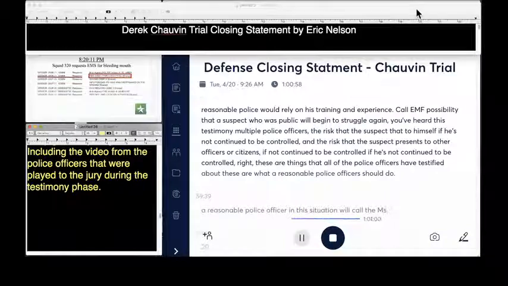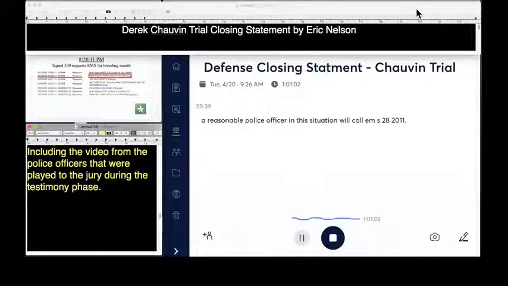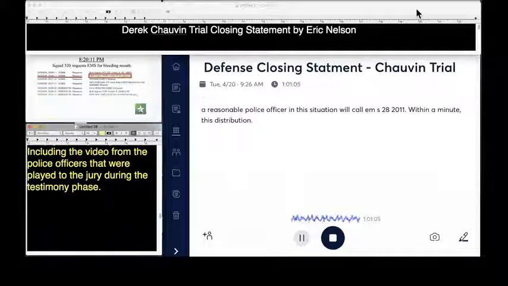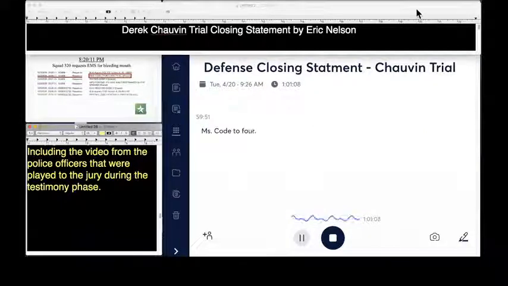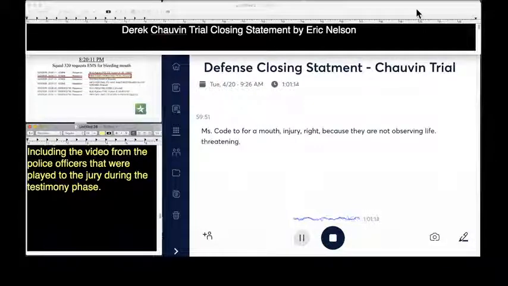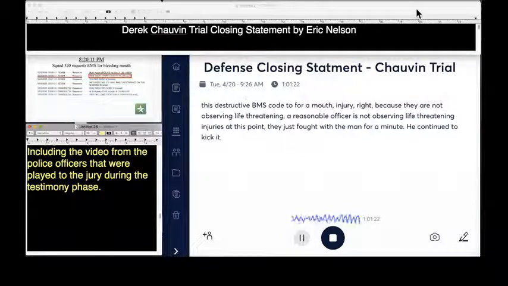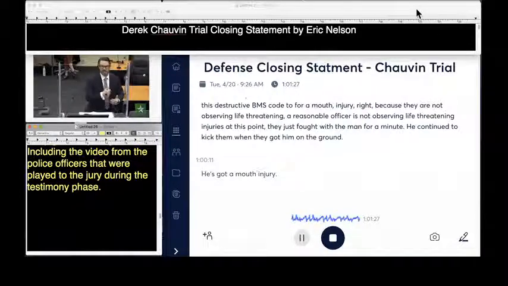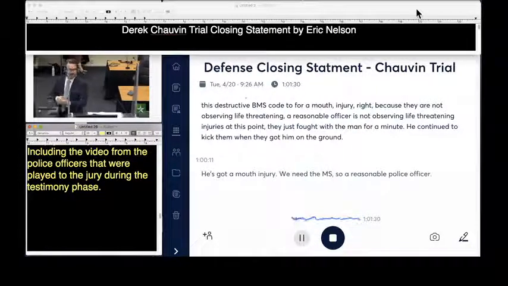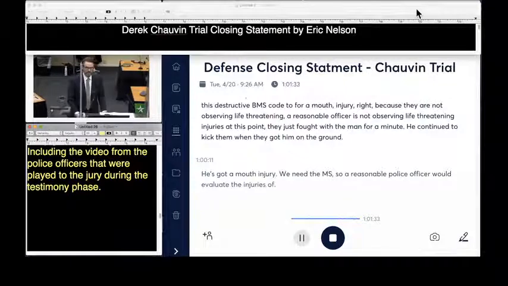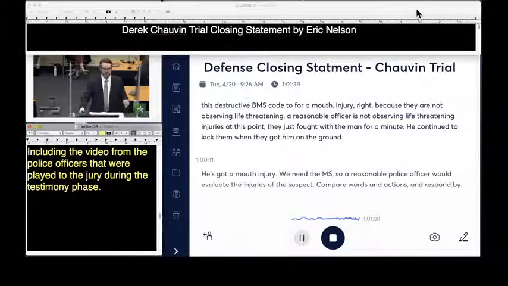Within a minute of the struggle, EMS code 2 for a mouth injury, right? Because a reasonable officer is not observing life-threatening injuries at this point. They just fought with the man for a minute. He continued to kick at them when they got him on the ground. They see he's got a mouth injury. We need EMS. So a reasonable police officer would evaluate the injuries of the suspect, compare words and actions, and respond by calling EMS. Non-emergency.